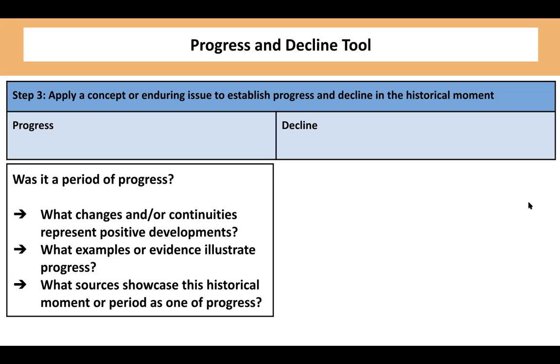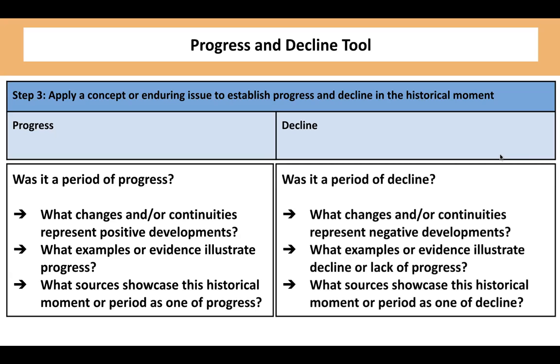And then do likewise for a decline. Was it a period of decline? How so? What changes and or continuities represent negative developments? And then what examples or evidence do we have, once again, from either prior knowledge or our text that help us illustrate a decline or a lack of progress? And then, because we're using sources here, what sources will showcase this historical moment or period as one of decline?